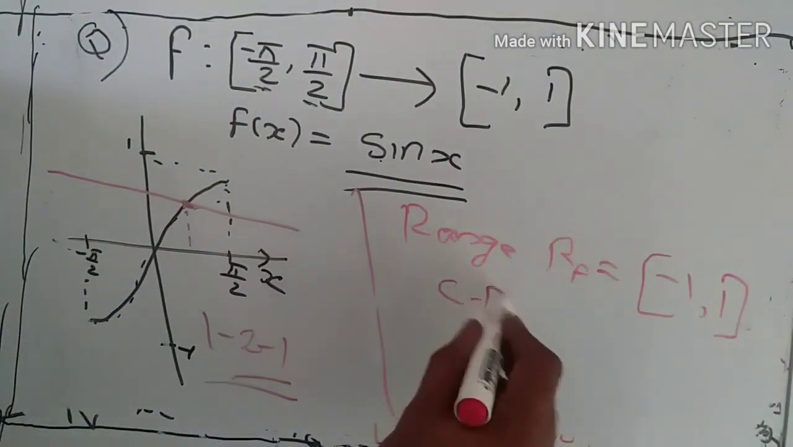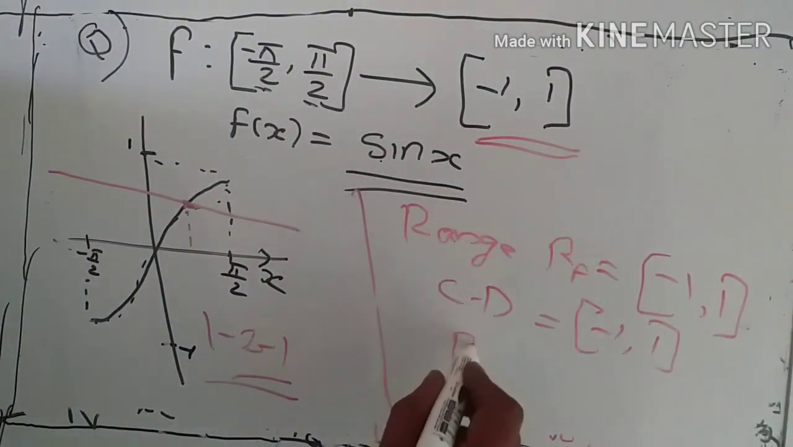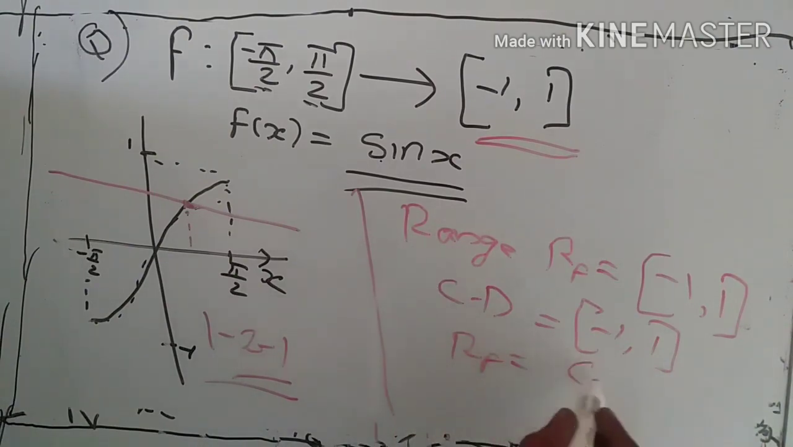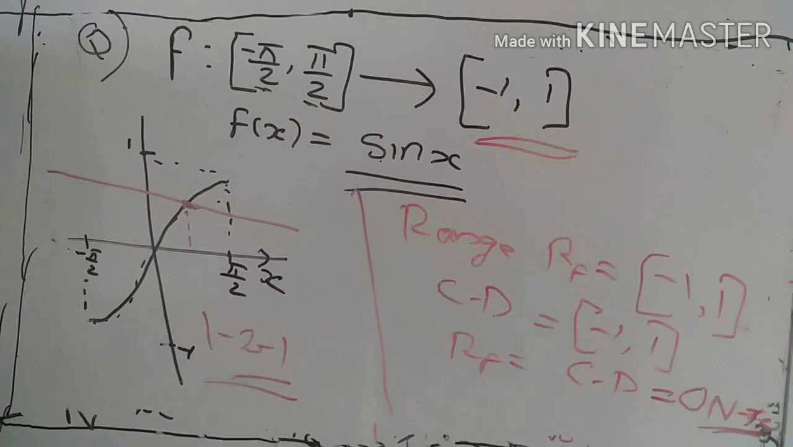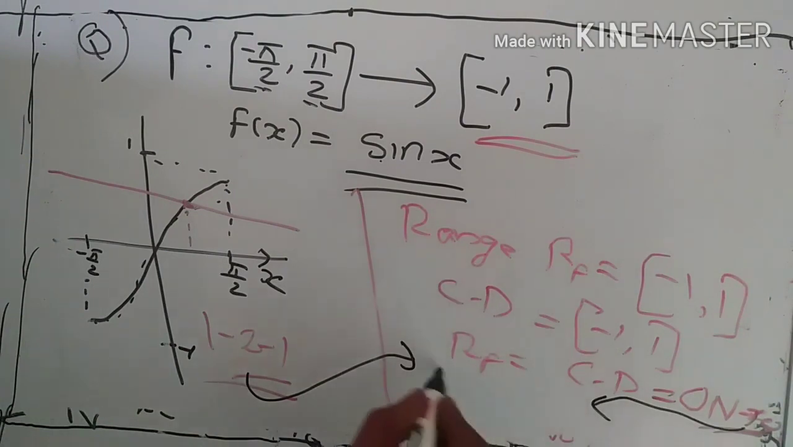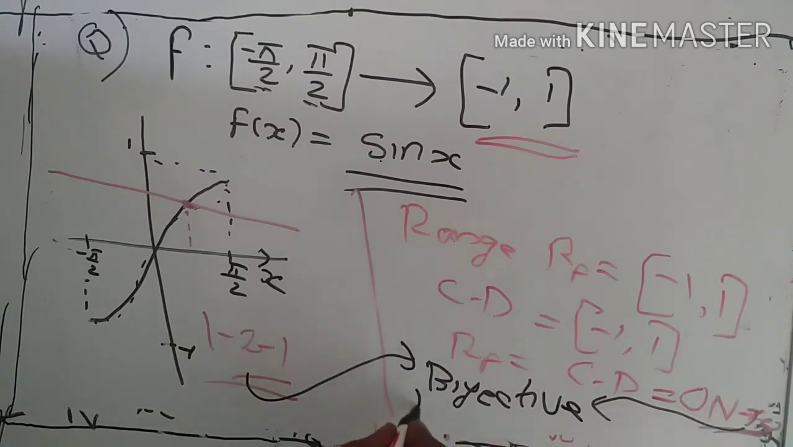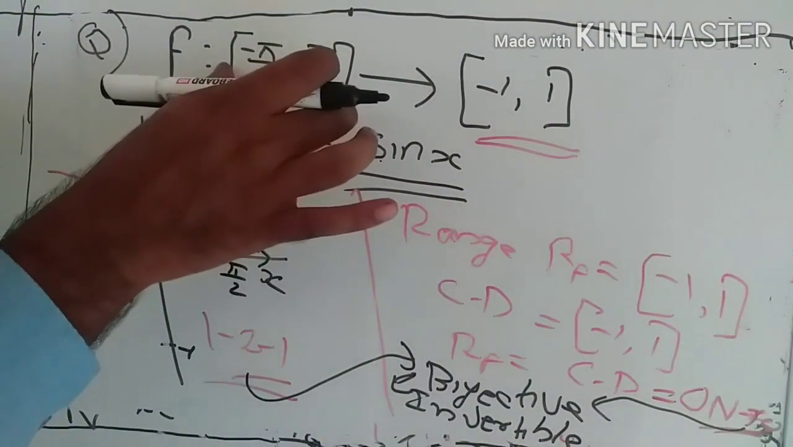And the codomain is the set given as -1 to 1. Range is equal to codomain. The function is onto. So the function is both 1 to 1 and onto. That is bijective. That implies invertible. So sin x is an invertible function in this interval, -π/2 to π/2.